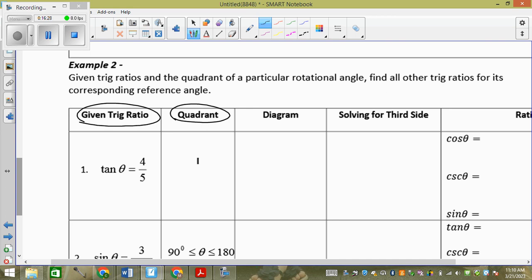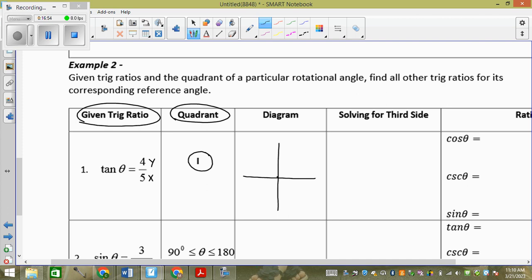Okay? So I see tan. What is the trig ratio for tan? Tan, y over x. They gave me an x and a y, just like I was given before. Correct? We have to use the CAST rule at some point as well. But for now, we're just going to use this. So tan is 4 over 5, and it says it's in quadrant 1. So I'm going to go draw it.